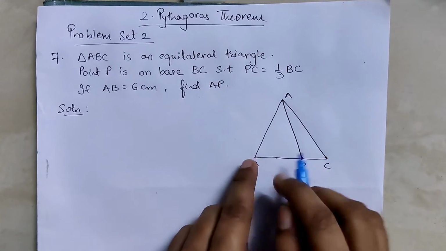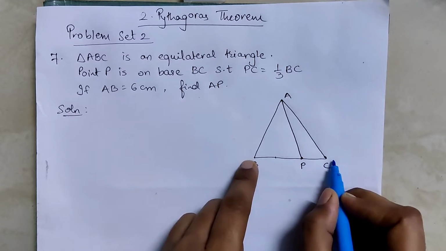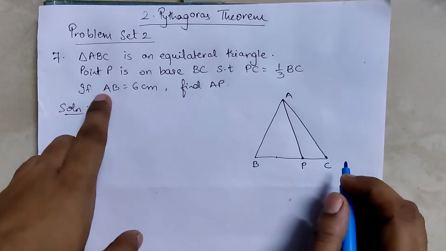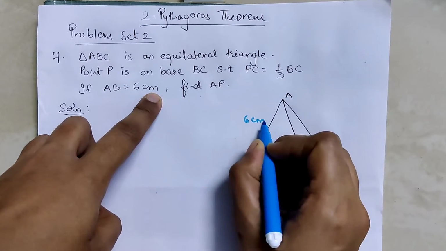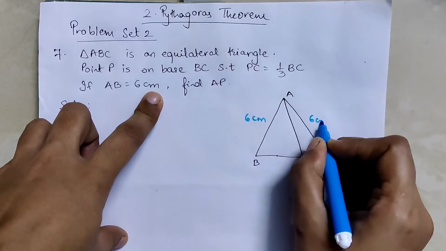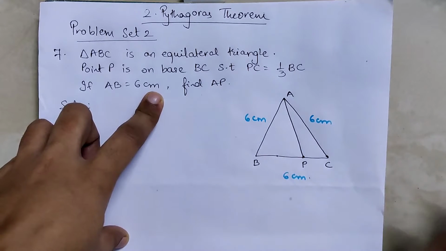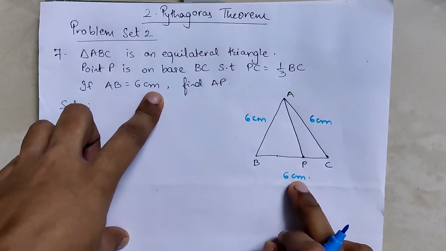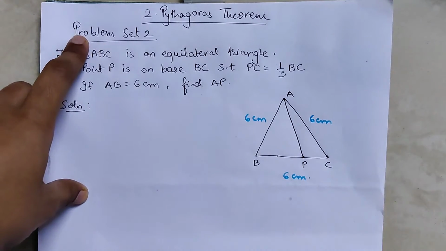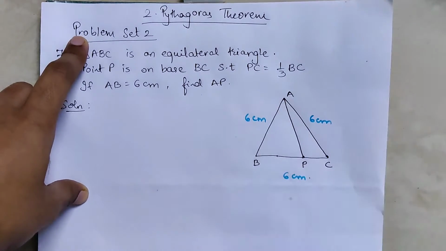मतलब 3 parts में divide करना पड़ेगा, है ना? So this part is 1/3 of the whole part BC. And if AB is 6 centimeter, children, since this is an equilateral triangle, all the sides are equal, है ना? So AB, BC and AC, each of the sides are 6 centimeter. We have to find AP. So here I have joined AP.